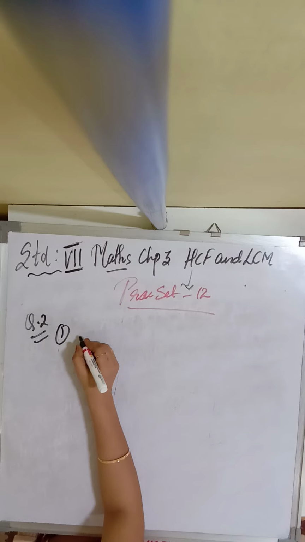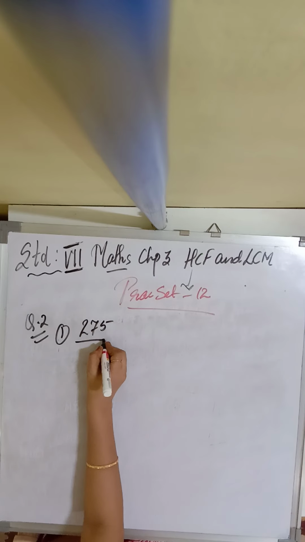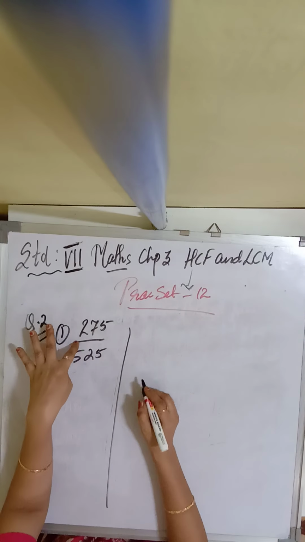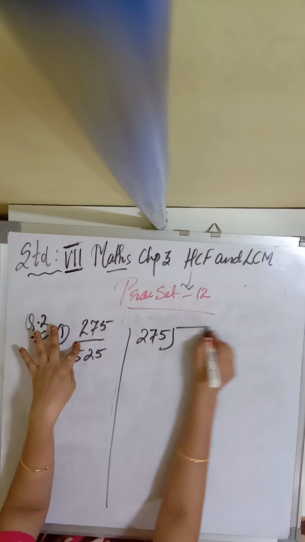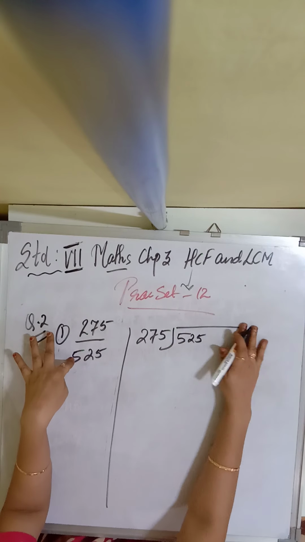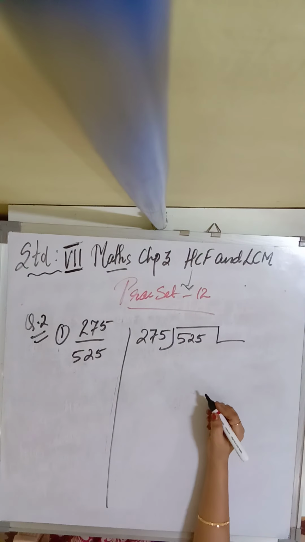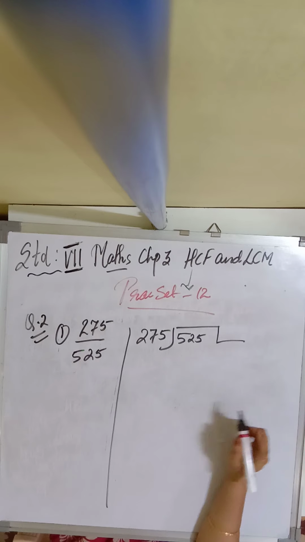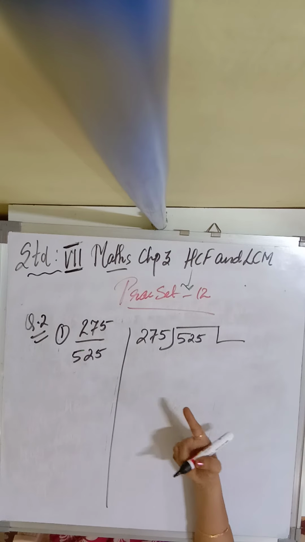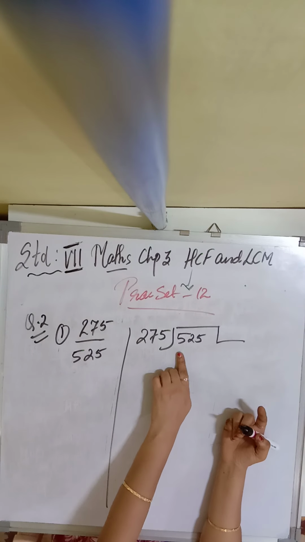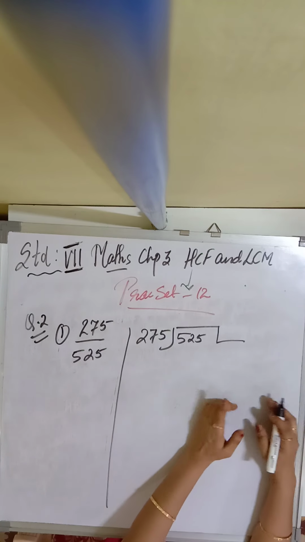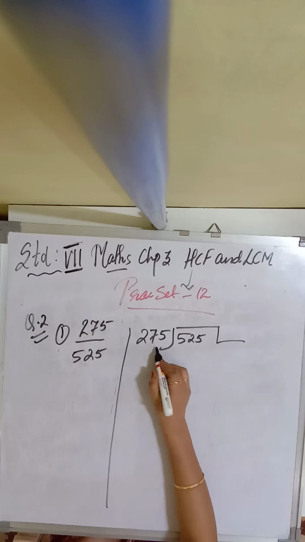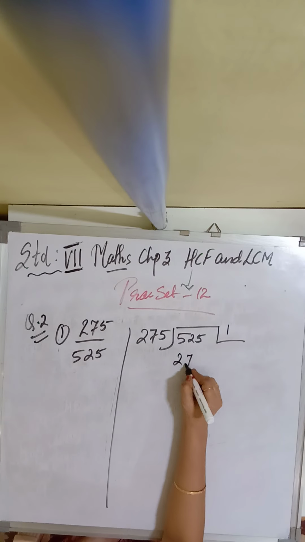Now our first question is 275 upon 525. Now children, here my divisor is 275 and my dividend is 525, okay, clear, children? So 275 ones are 275, and 275 twos will become more than 525, yes or no? If you multiply 275 into 2, it will become greater than the dividend, which is not possible. So you are writing 275 ones are 275, and you write 275 here.